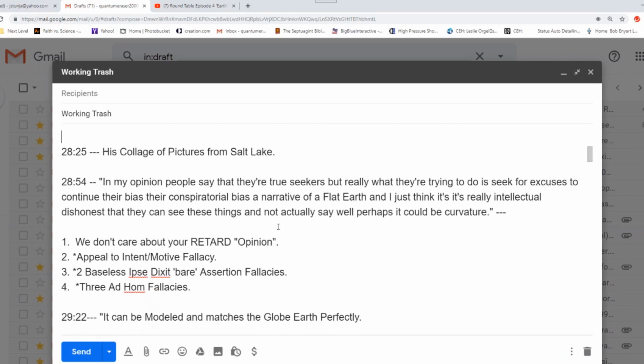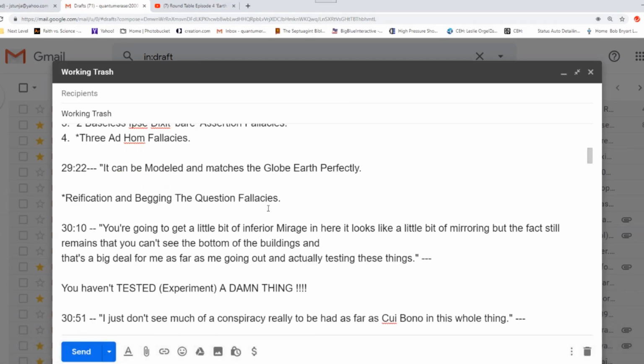Let's have another read. What does he say? Dishonest that they see things and not actually say, well, perhaps it could be curvature. Well, yeah, that's a supposition, isn't it? A supposition like in a hypothesis. But the problem with that is that you have to go forward and actually validate that what you suppose causes it. Yeah, well, perhaps it could be. Now you want to validate that. Don't just suppose it and then declare it as it being right, and then moan at me because I haven't presupposed it like you have, you fundy. Exactly.